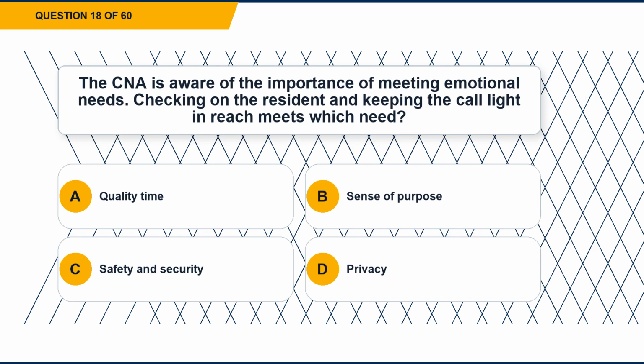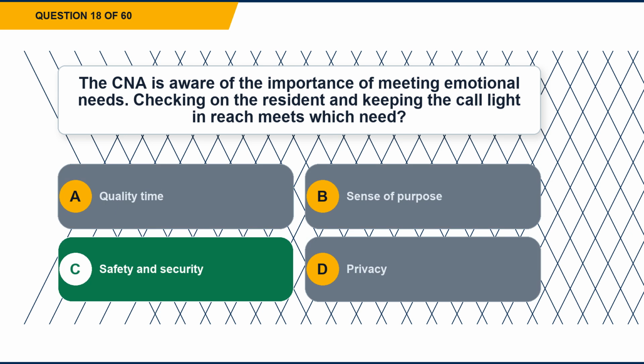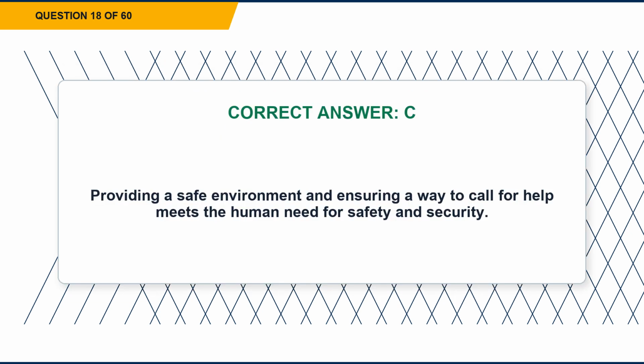Question 18. The CNA is aware of the importance of meeting emotional needs. Checking on the resident and keeping the call light within reach meets which need? Option A. Quality time. Option B. Sense of purpose. Option C. Safety and security. Option D. Privacy. The correct answer is option C. Safety and security. Explanation. Providing a safe environment and ensuring a way to call for help meets the human need for safety and security. Question 19.